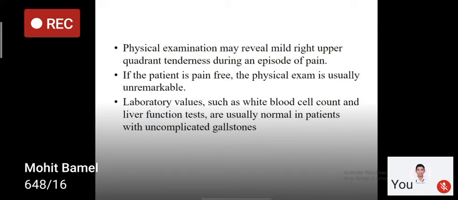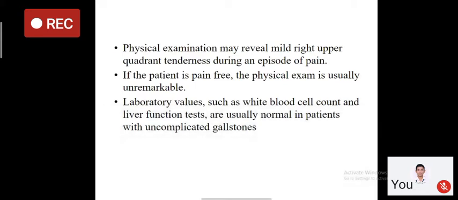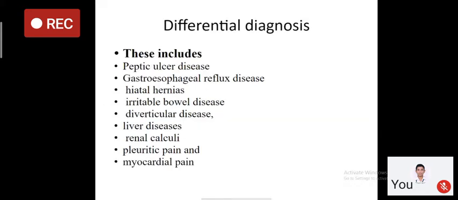So these are the physical findings and laboratory findings in chronic cholecystitis. So what are the differential diagnoses of chronic cholecystitis? What are the different conditions in which there can be pain in the right hypochondrium? These are the differentials of pain in the epigastrium and right hypochondrium.